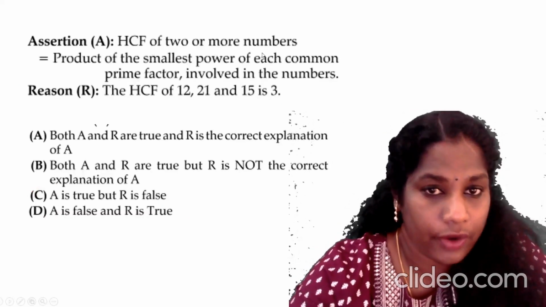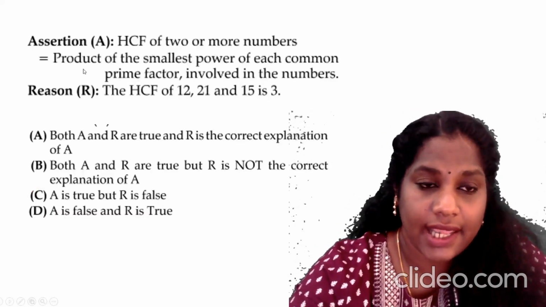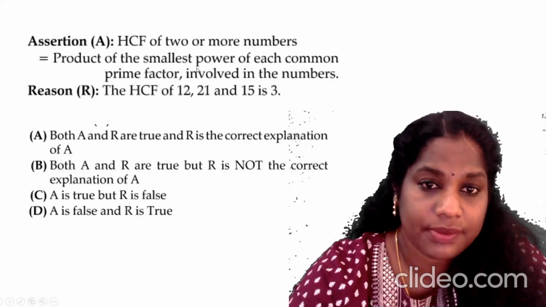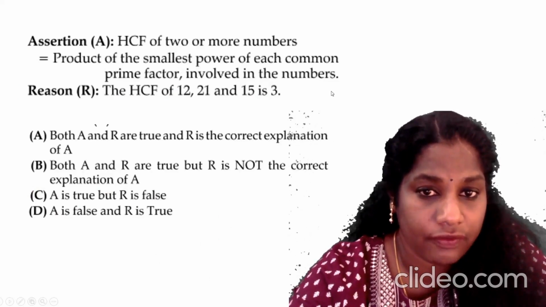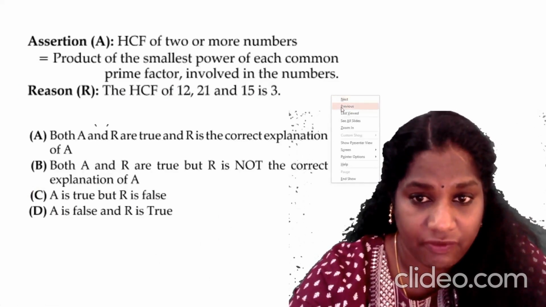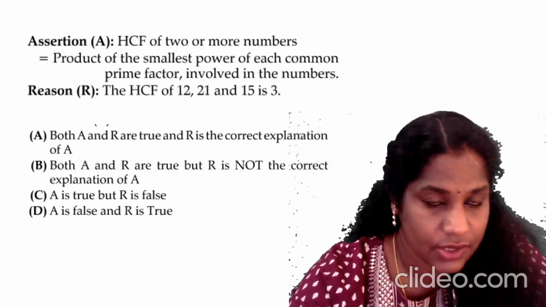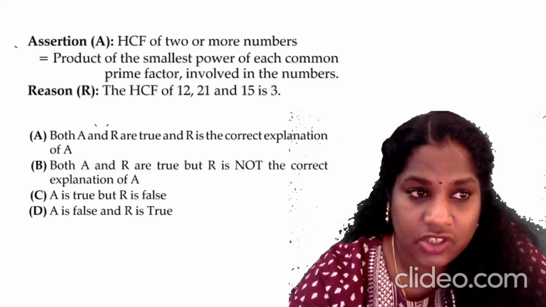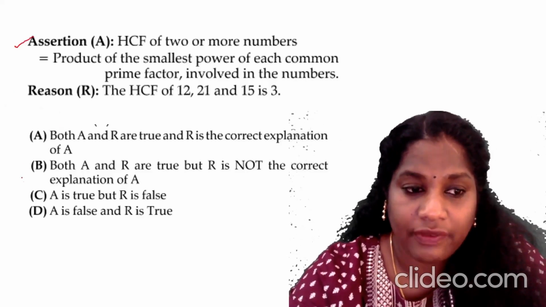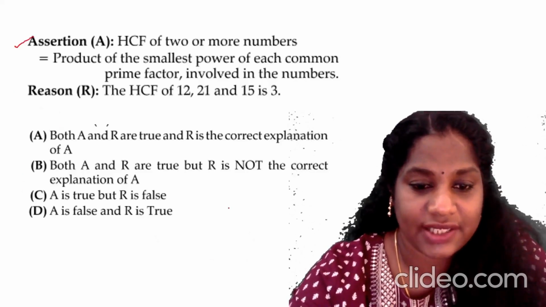HCF of two or more numbers is equal to the product of the smallest power of each common prime factor involved in the numbers. Understood? So let us first solve this one. Whoever got the answer, you can just write it down there.